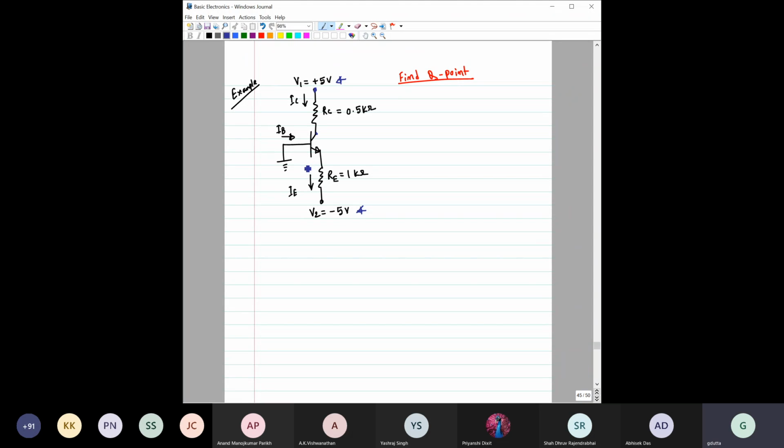Then how to start? How to find this Q point? Q point means basically what you have to find primarily is IC and V of CE, or ICQ and V of CEQ. So how to find?